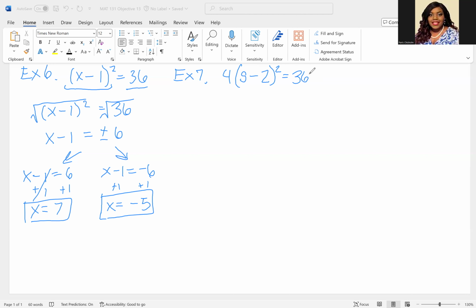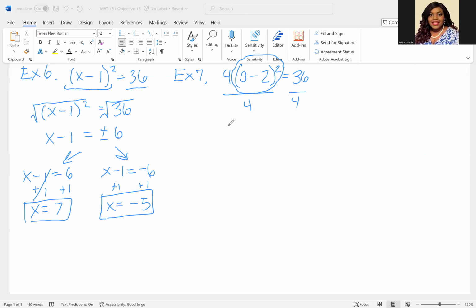So remember, we want to get the part of the problem that has something squared. We want to get that by itself. So this part we want by itself, that s minus 2 squared. So this 4 out in front that's being multiplied, we're going to have to divide both sides by 4.